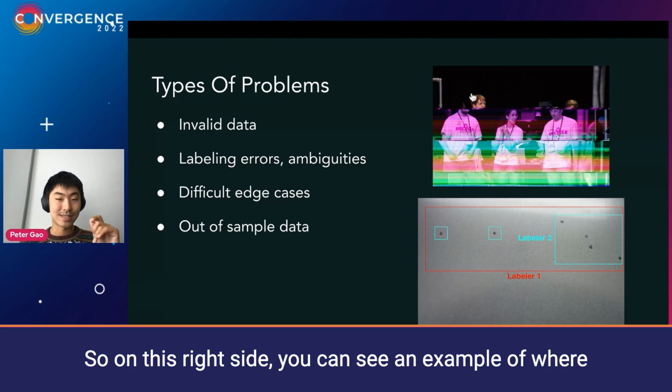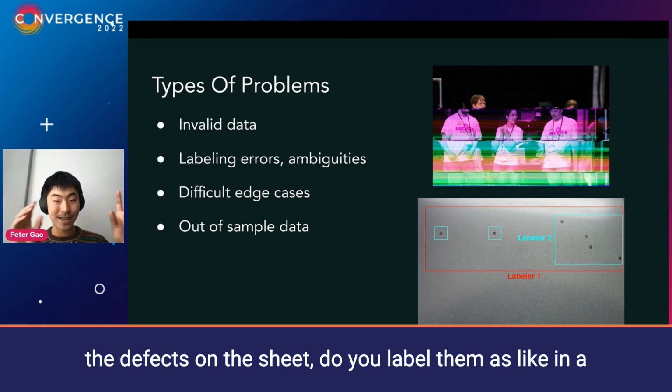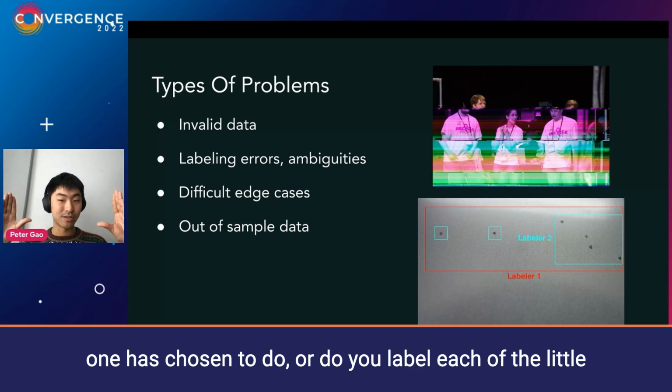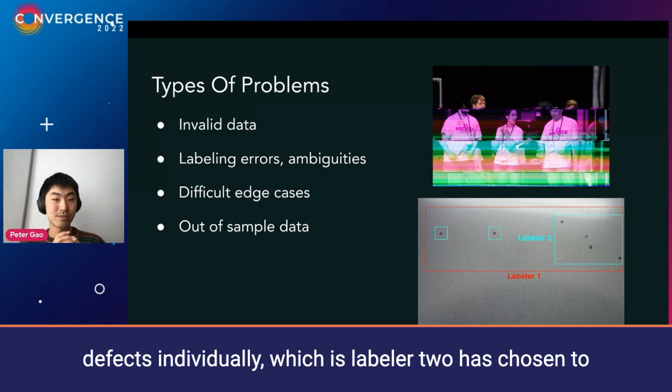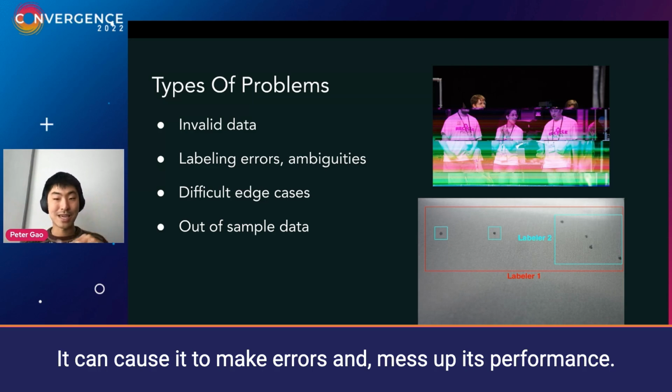So on this right side, you can see an example from one of Andrew Ng's talks where you have different defects in the sheet. Do you label them as one giant box over all the defects, which is what labeler 1 has chosen to do, or do you label each of the little defects individually, which is what labeler 2 has chosen to do? And this sort of ambiguity can confuse the model. It can cause it to make errors and mess up its performance.